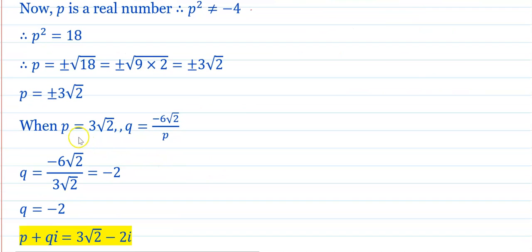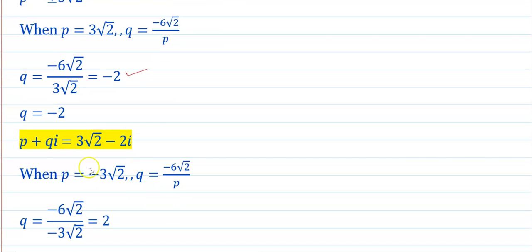Okay. Now here when p is equals to 3 root 2, q is equals to minus 6 root 2 upon p. Okay. p ची व्हॅल्यू इथे टाकणार. root 2 कट होणार. Minus 6 upon 3, you will get q is equals to minus 2. And hence the first p plus qi, first root is 3 root 2 minus 2i.